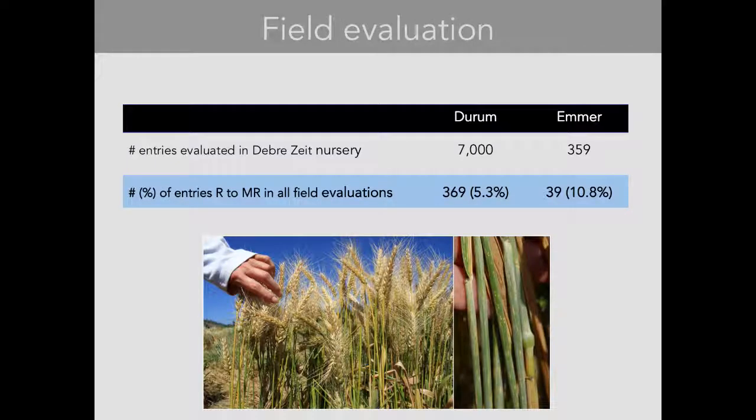So this chart is a summary of the results that we have seen after 5 field evaluations. You can see that after screening 7,360 durums and emmers, only 5 to 10% of these entries were resistant to moderately resistant. But we can see this result from a different point of view. There are still 360 durums and 39 emmers that proved to be highly resistant in the field and can contribute good stem rust resistance genes.